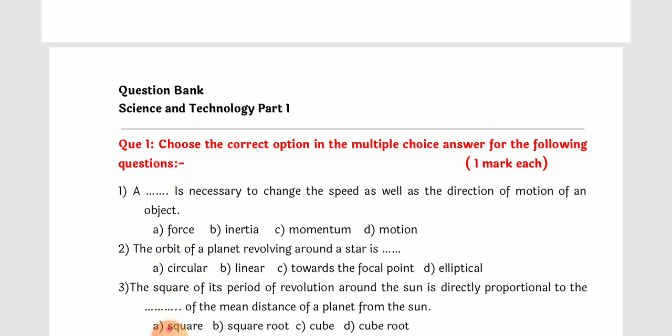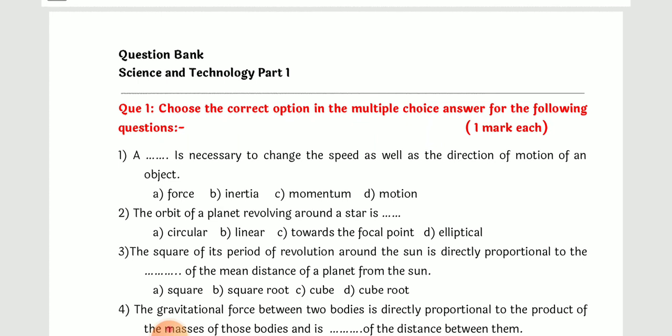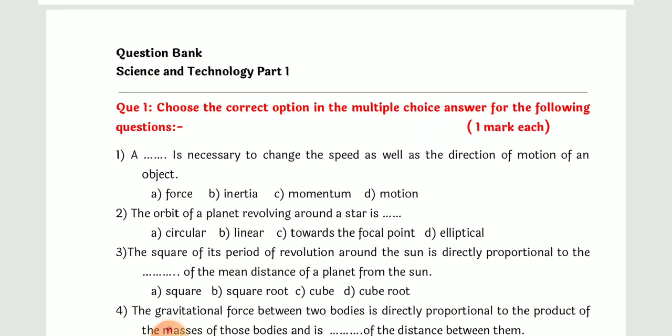First question is the MCQ which carries 1 mark. Each question carries 1 mark. So let's start with this.